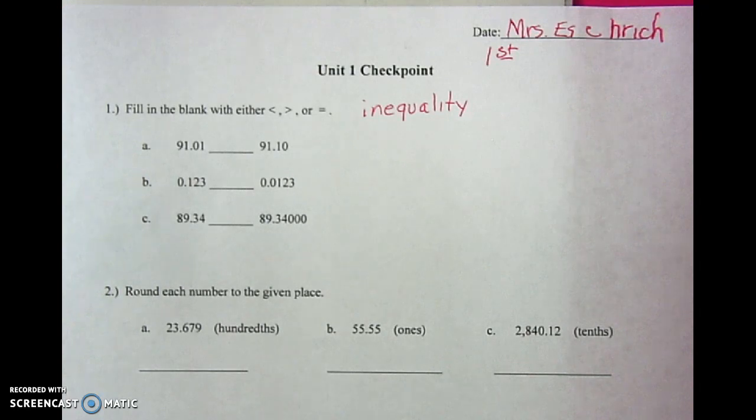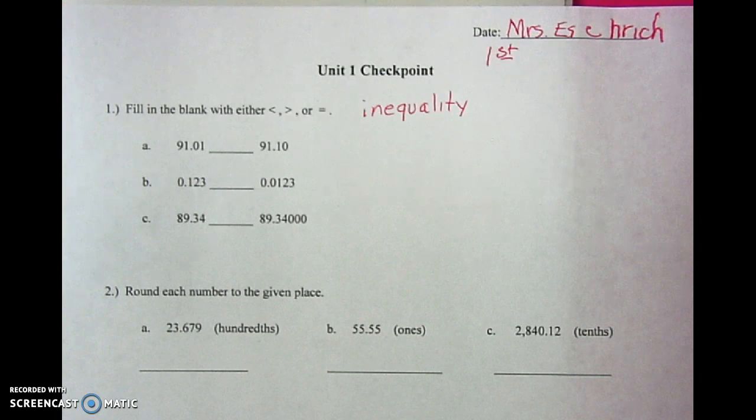For number 2, you're going to round each number to the given place. For letter A, it's rounding it to the nearest hundredths. Put your answer down. Remember how I taught you to underline the hundredths, look to the right, and the rule was 5 or more, make it soar, 4 or less, let it rest.